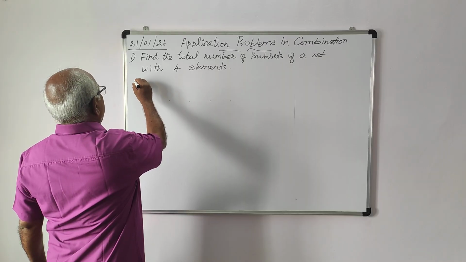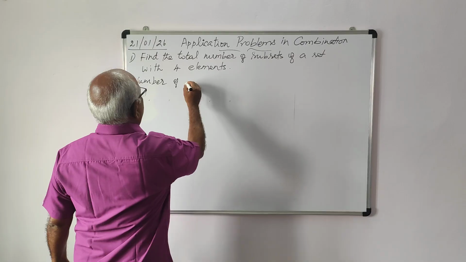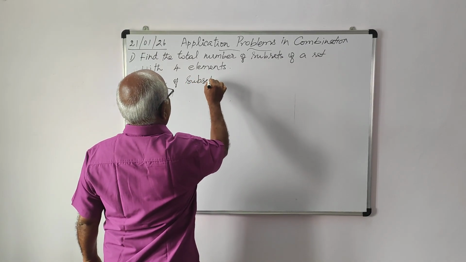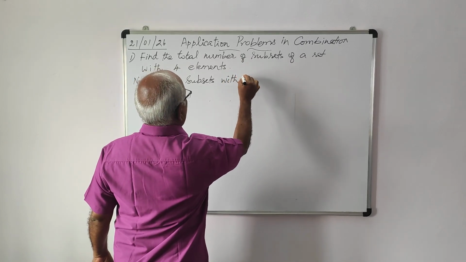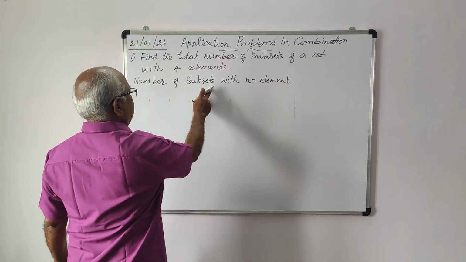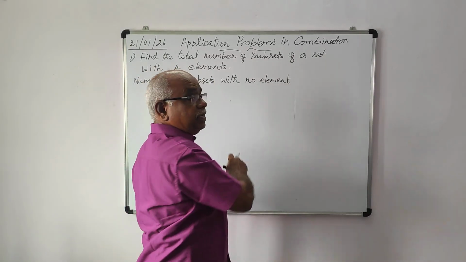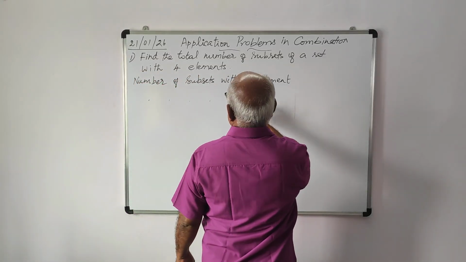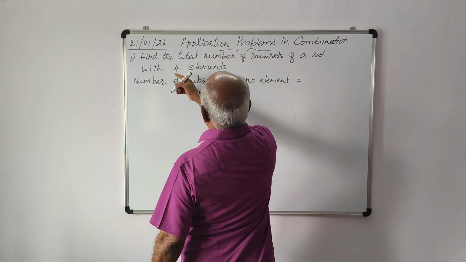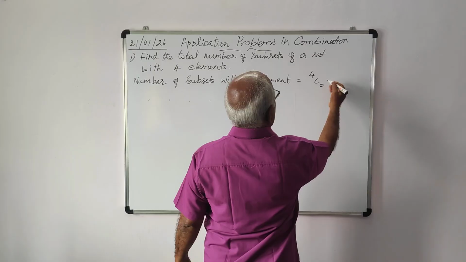The number of subsets with no element, that is the empty set, is also a subset. The number of subsets of a set with no element is one. For the given set containing 4 elements, we can consider that as 4C0. No element is 0, so 4C0.